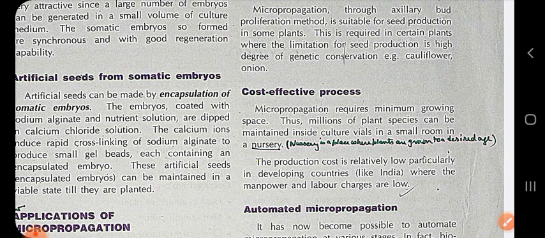Next after China is India, where the manpower and labor charges are very, very low. But if you go to the UK, or to America, in the USA, in Canada, or in South Africa, there the labor charge is quite high, 20 times higher than the charge here. That's why they say that micropropagation is a cost effective process, right?